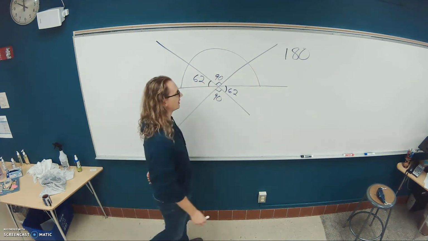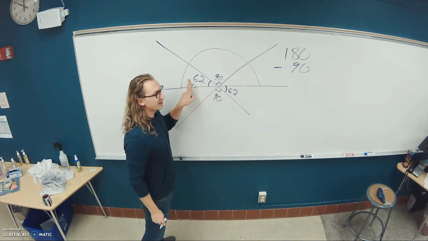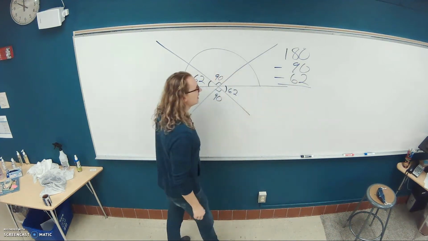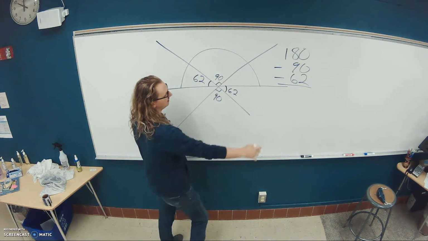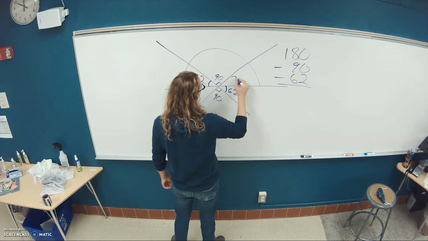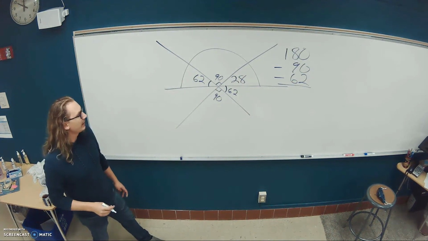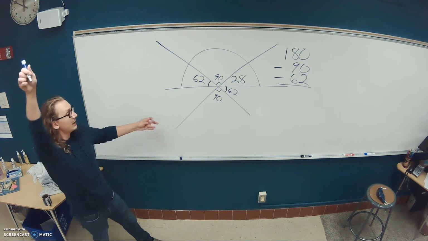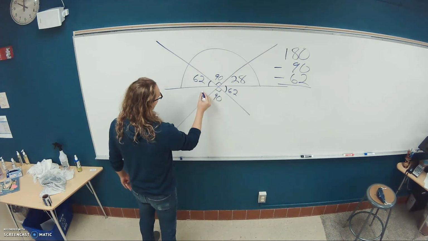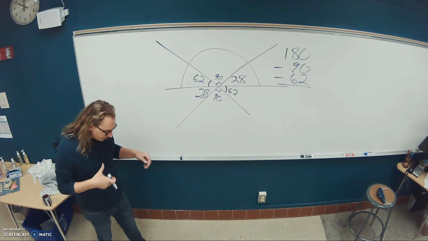Well, 90 of it is already spoken for, and 62 of it is already spoken for. So we need to subtract 90 and subtract 62. 90 and 62 is 152, which will leave us with a 28. Right there, that's a 28 degree angle. Then we remember, hey, vertical angles! I see one. This is on the opposite side of this, so this will also be a 28 degree angle.